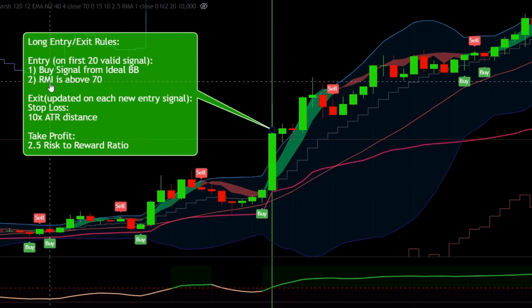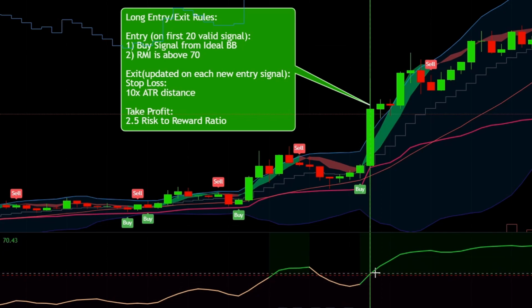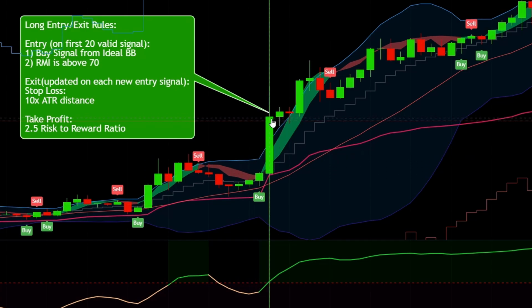And next, the relative momentum index needs to be above the 70 level. This line is the relative momentum index, and this red line is the 70 level. On the entry signal candle, it just broke above the 70 level, giving a 70.43 value. So all of the conditions are met for a valid long entry. We can enter into a position at the close of the signal candle or at the open of the next candle.